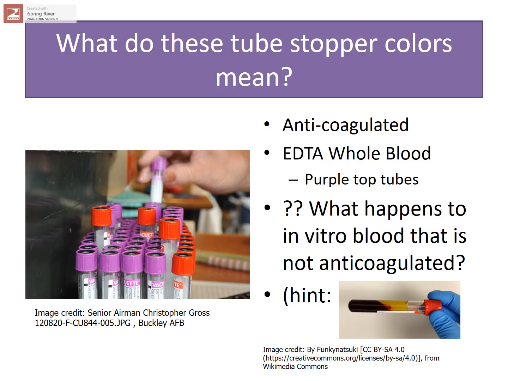So what happens in vitro to blood that is not anticoagulated? The answer is it clots, as you see in the red top tube, and the cells become deformed and uncountable. The plasma portion is serum.